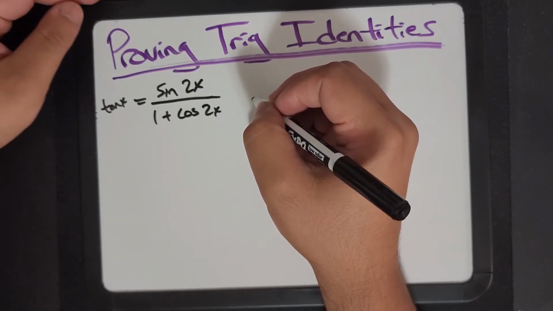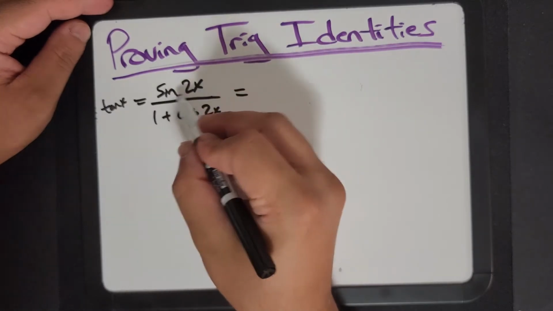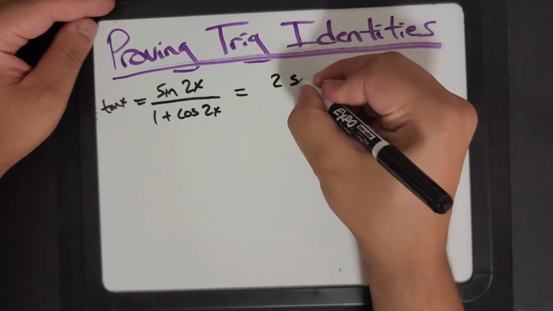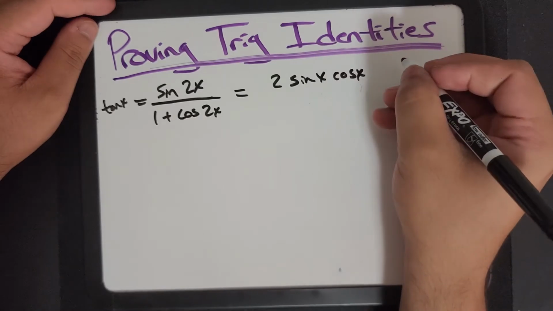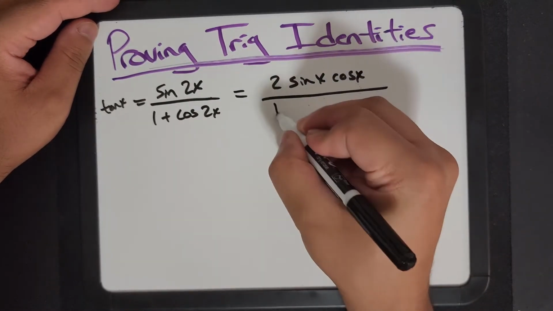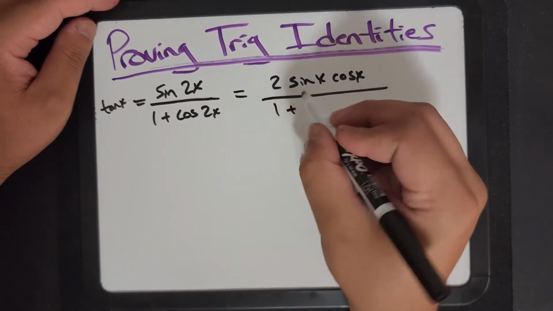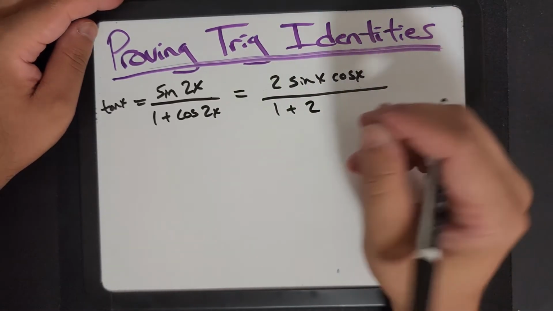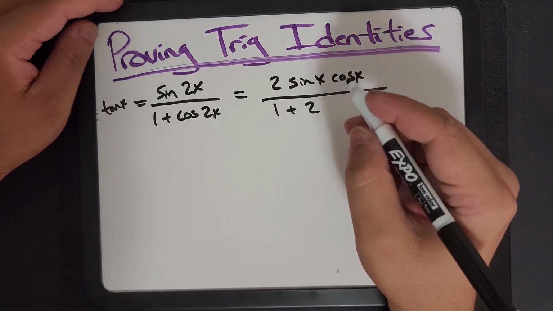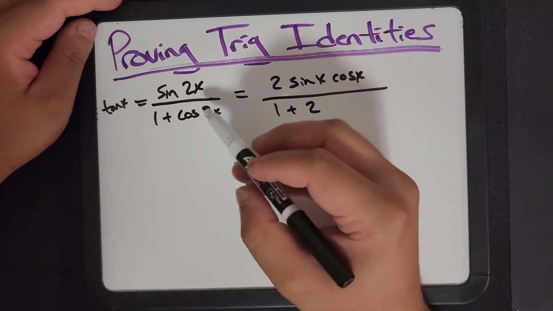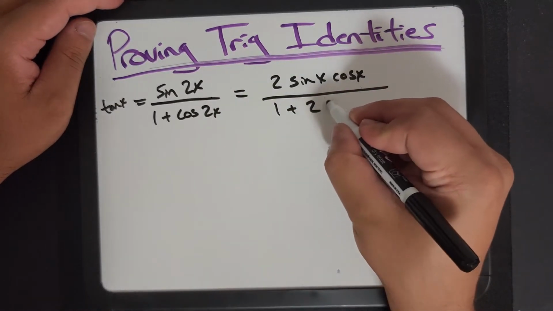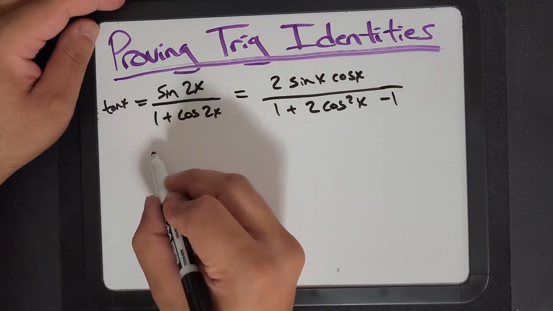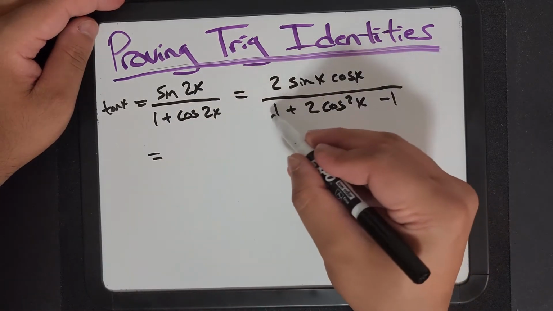So one of the first things I'm going to do, I see sine 2x. That is a double angle formula, so I can rewrite that as 2 sine x cos x. And then in the denominator, I have a double angle here. There are 3 double angle identities for cos 2x, but I'm going to use this one, 2 cos squared x minus 1, because I'm going to get rid of that 1.